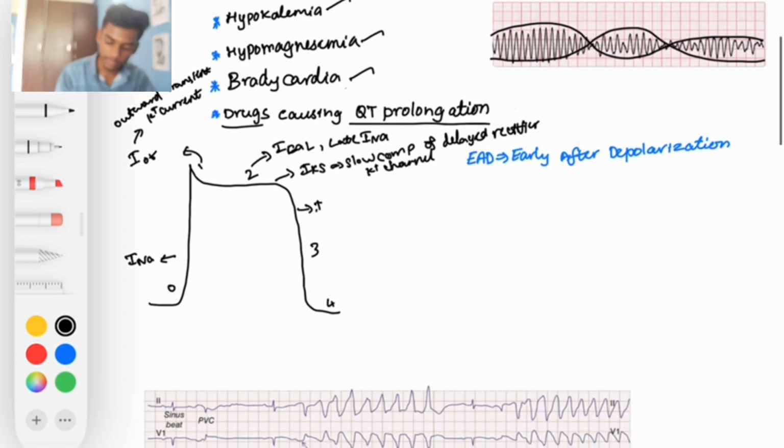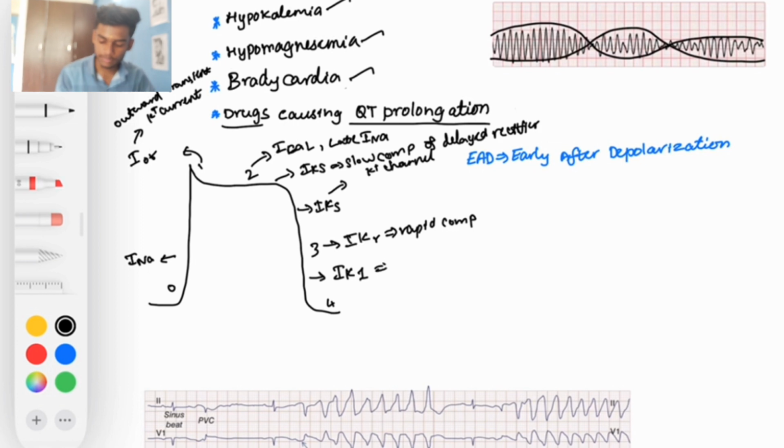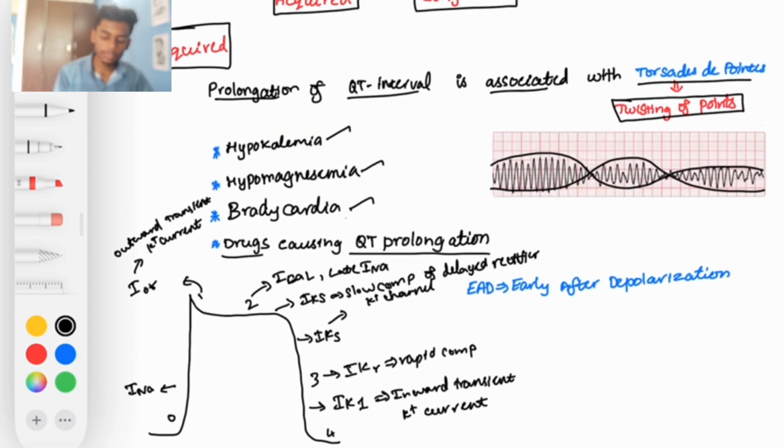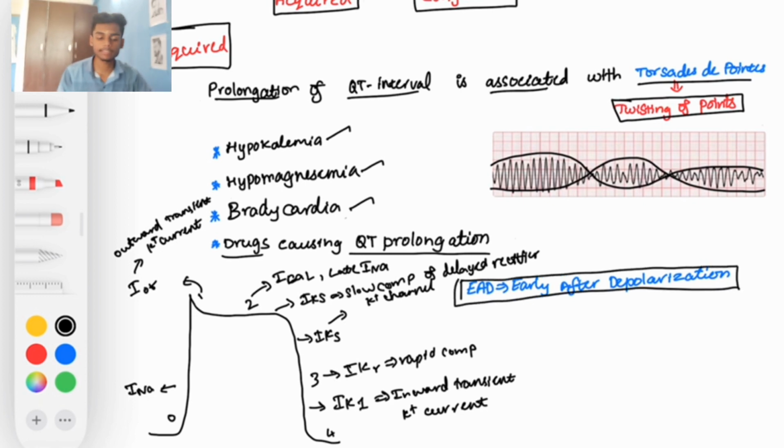This current is also present in the early part of phase 3, and in phase 3 there are another two currents. One is the rapid component of the delayed rectifier potassium channel, another one is IK1, which is the inward rectifier potassium current. See, when the action potential duration is prolonged, there is QT interval prolongation.